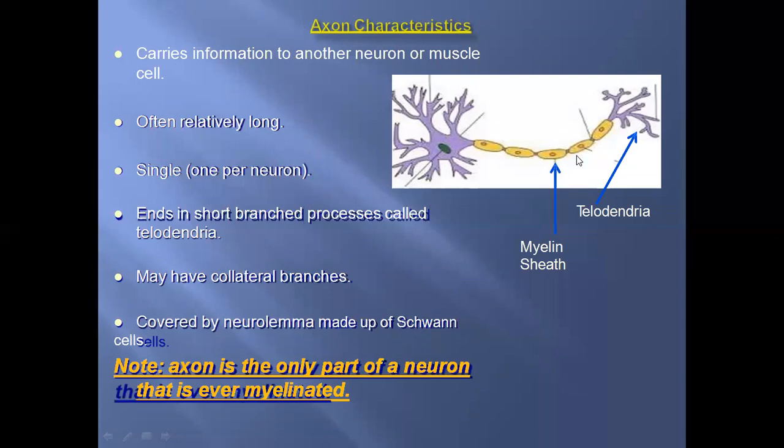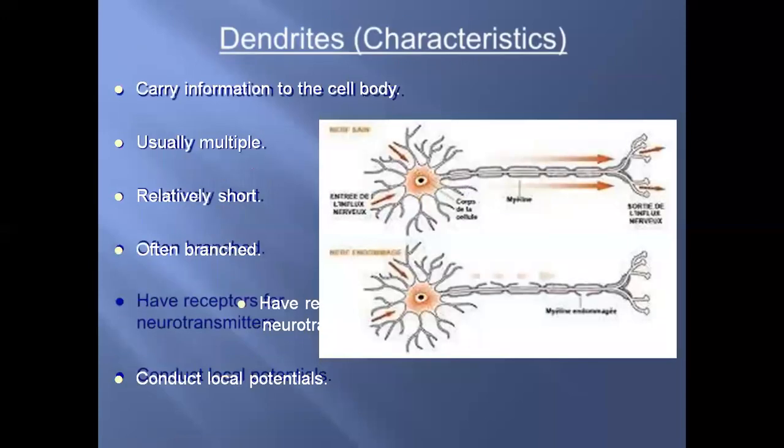In the peripheral nervous system, this myelin sheath is formed by Schwann cells, while in the central nervous system, it is formed by oligodendrocytes. This axon may have collaterals. There is a difference between the dendrites and the axon. The axon carries information towards another neuron or muscle, while dendrites carry information towards the cell body. Here are the dendrites; they carry information towards the cell body.